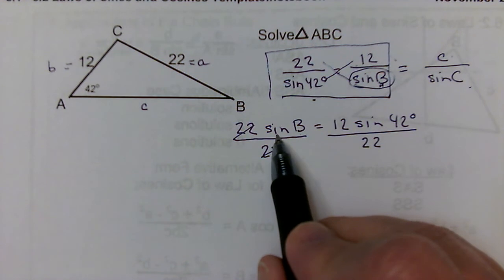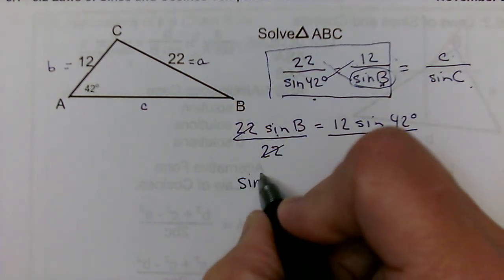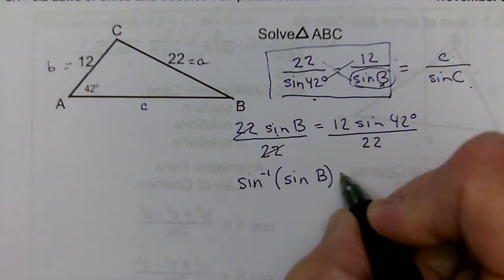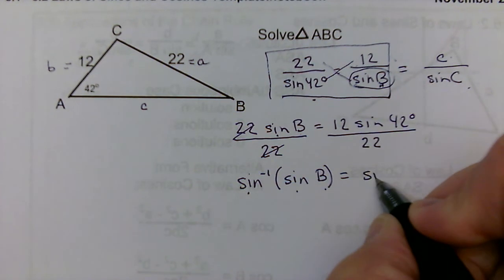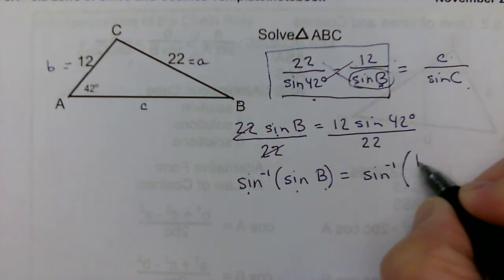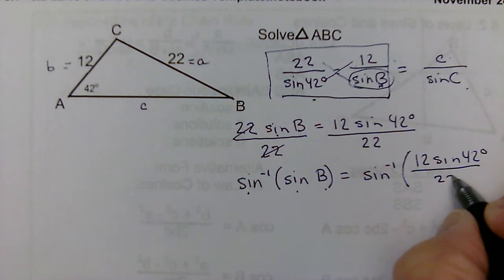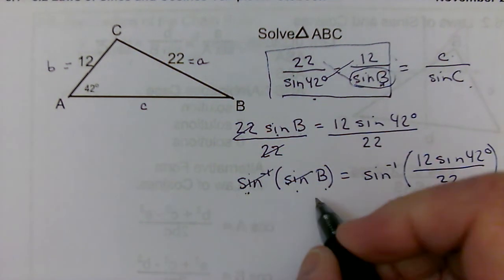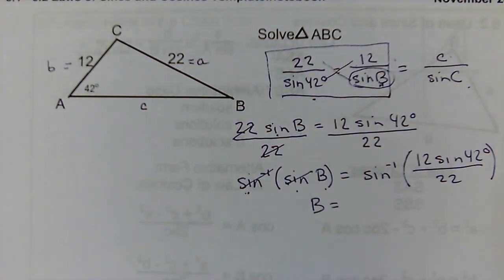Well, to undo sine, we need to use the arc sine or the inverse sine. So we take the inverse sine of the sine of B equals the inverse sine of this whole expression. So on this side, the inverse sine and the sine cancel, leaving angle B. And we need to find the arc sine or the inverse sine of that fraction.